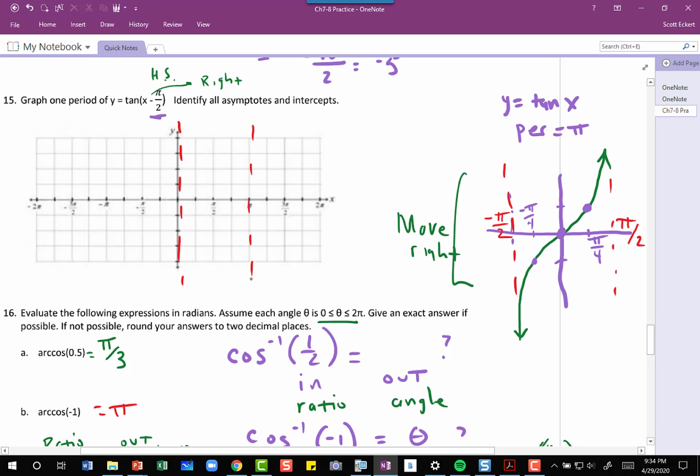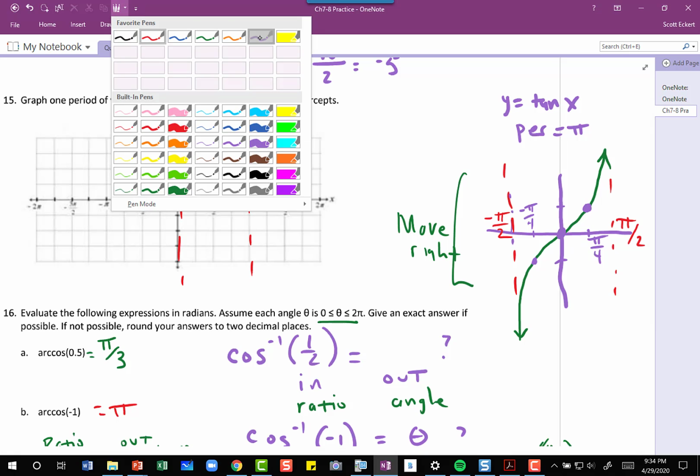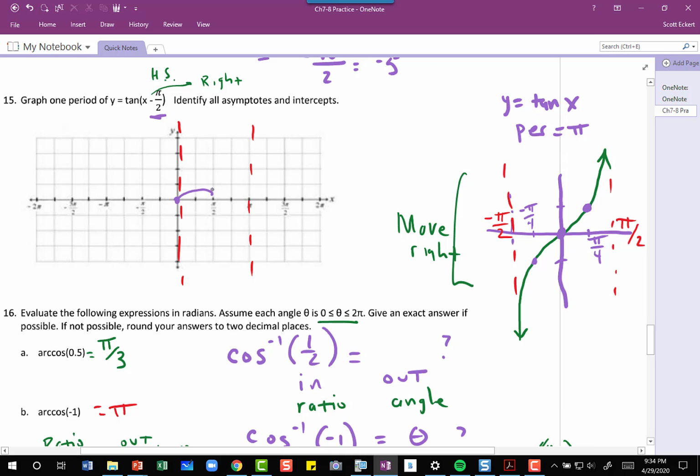Now, when I look at the window, before, the origin was in the center, but it's moved now pi halves units over. So my target points are this, 1 and negative 1. These are my 3 target points. I had those same 3 target points, they've just been moved over pi halves units. And so the graph is going to come off the asymptote from negative infinity up. And there is a quick sketch.